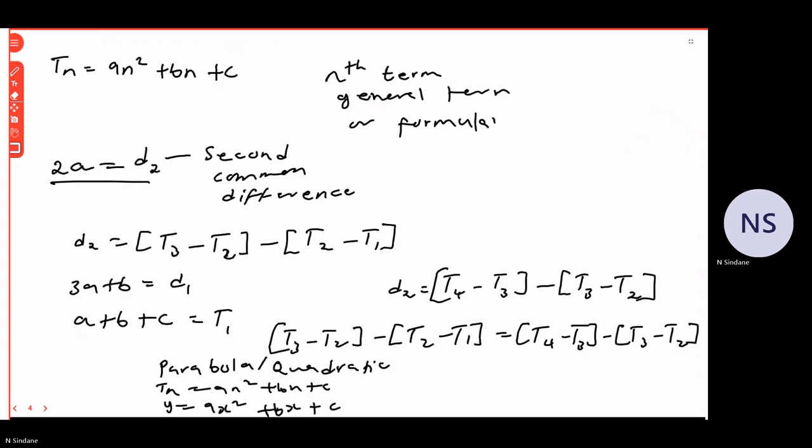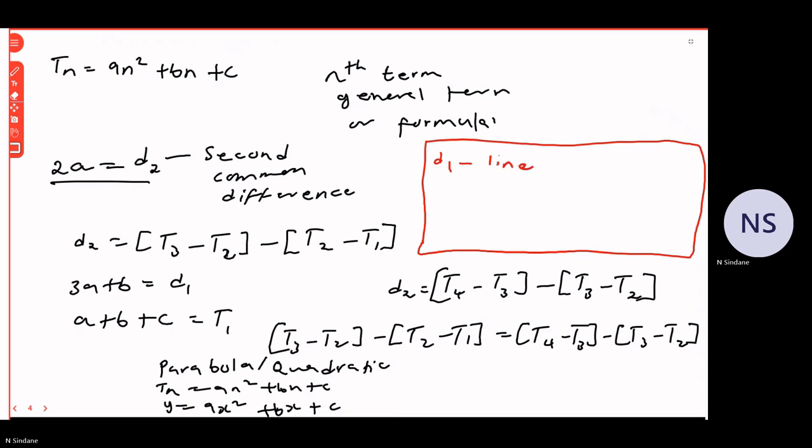And what you need to know always is, let me write it in red. When you start calculating the differences on your pattern, d1, the first difference, will be a linear sequence. You will see when you start doing it, it will always be a linear sequence. When you're dealing with quadratic, d1 will always be a linear sequence, right? So now let's get to do problems.